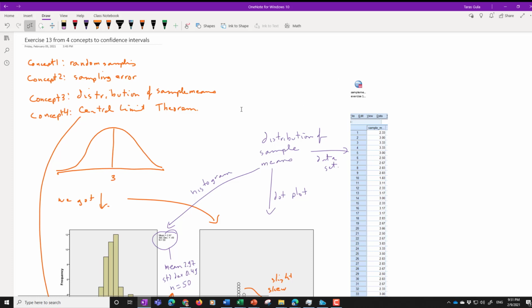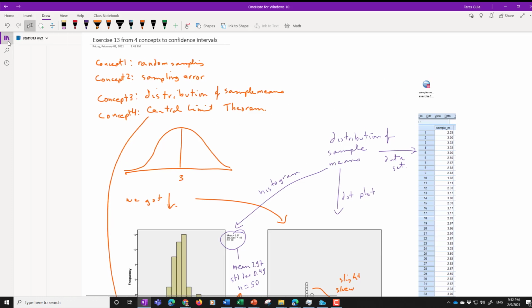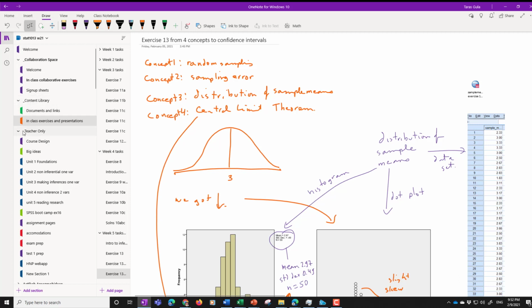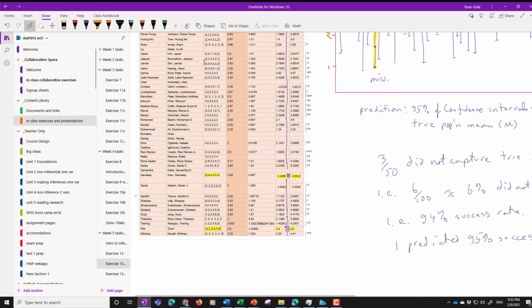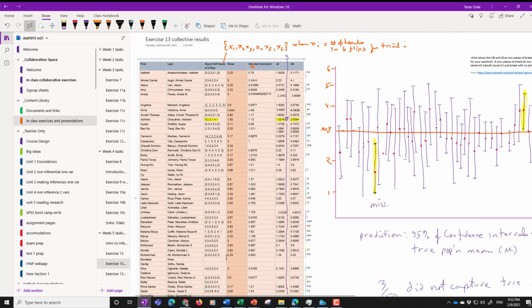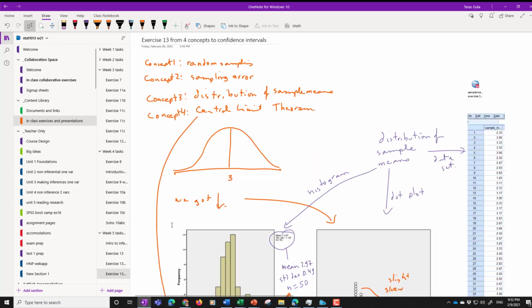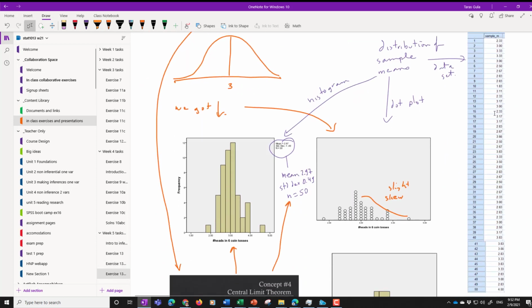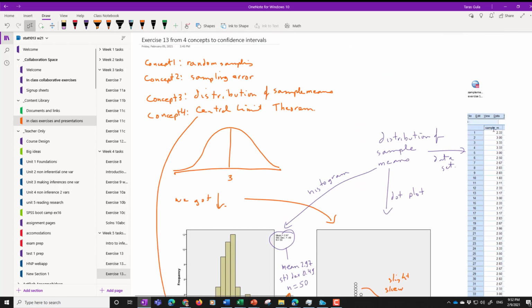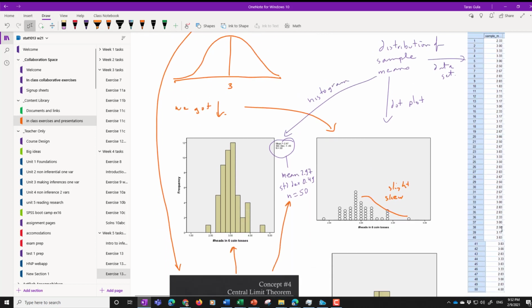So what I've done for you is on this page, again, it's under the content library, in-class exercises, exercise 13, from 4 concepts to confidence intervals. I put the data set so you can play around with it yourself. So this data set is all these values of the sample means entered in. And I've basically taken a screenshot of those so you can see the list.